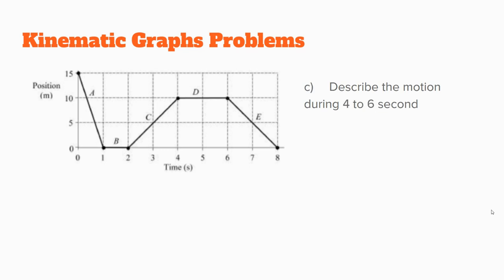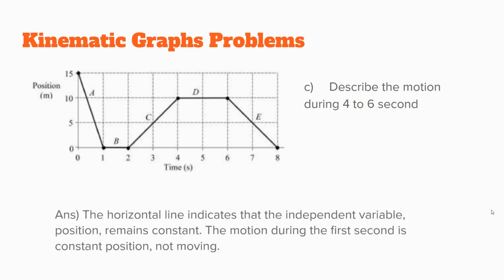How about C? Describe the motion during 4 to 6 seconds. Again, please stop this video. The horizontal line indicates the dependent variable, position, remains constant. So during this interval the position is constant, not moving.